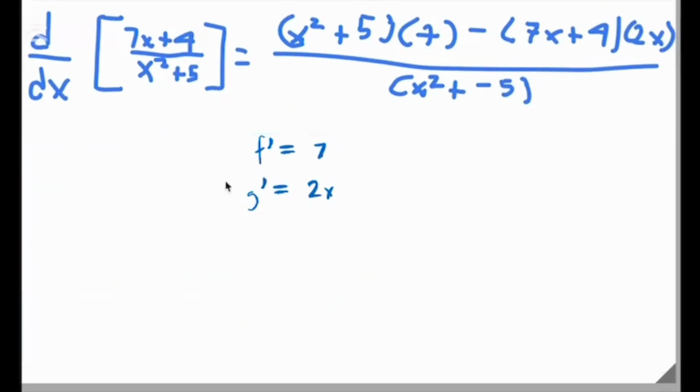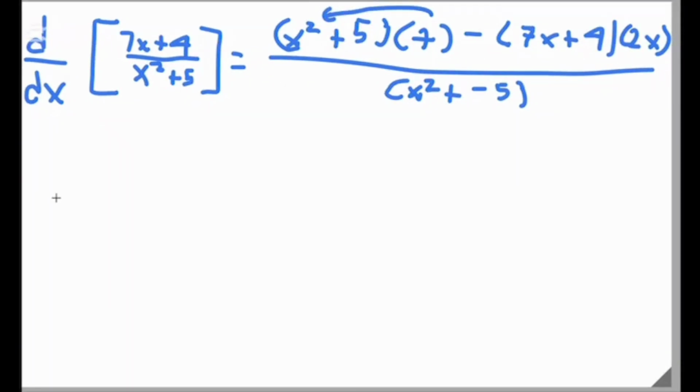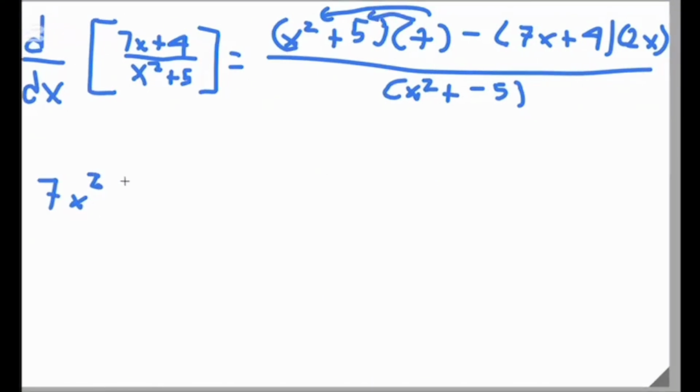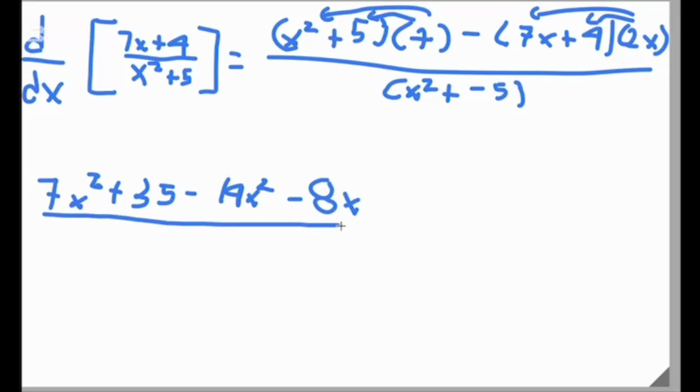Let's remove this one. The first thing we're gonna do is distribute. So 7 times x squared is equal to 7x squared and 5 times 7 is equal to 35. And then 2x times negative 7x is equal to negative 14x squared. And then 2x times negative 4 is equal to negative 8x, divided by x squared plus 5 squared.